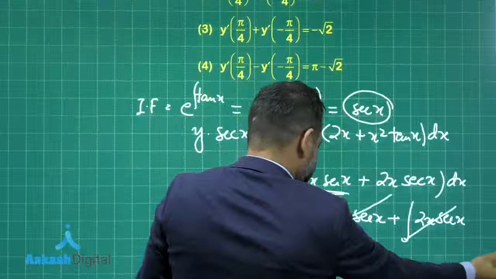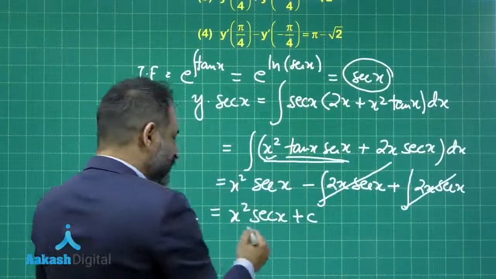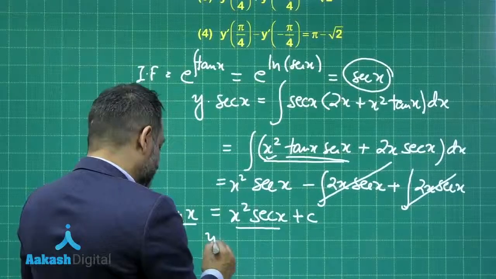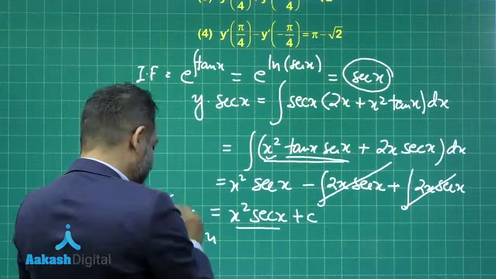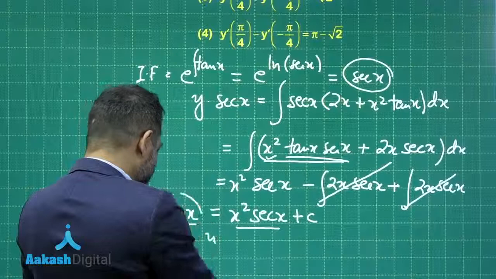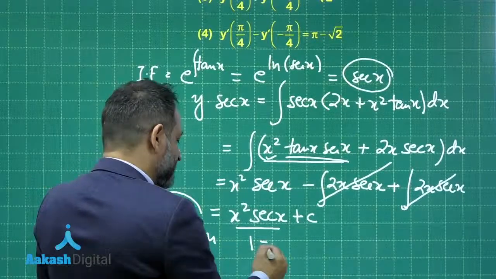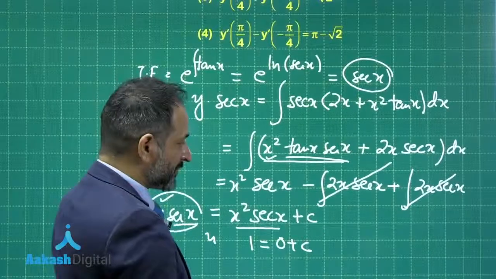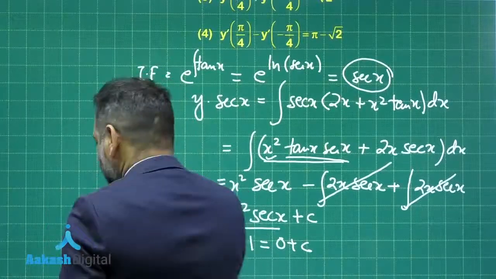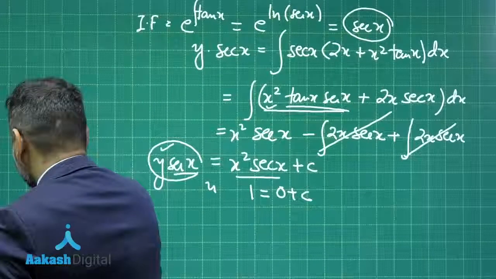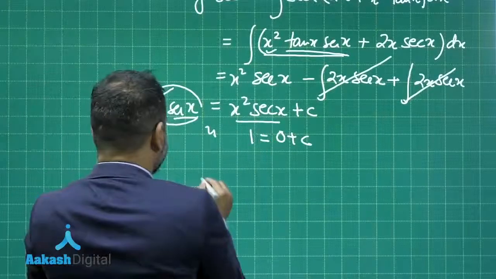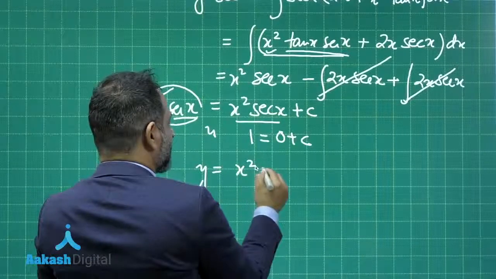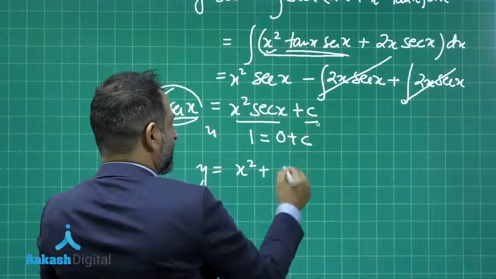So by putting x equal to 0 you can notice here this will become 0, this will become 1. So, y is also given to be 1. So, this is 1, 1 is equal to 0 plus c. So, c is definitely equal to 1. So, what is the function we are having here? Dividing with secant x, we have y is equal to x square plus 1 into cos x.